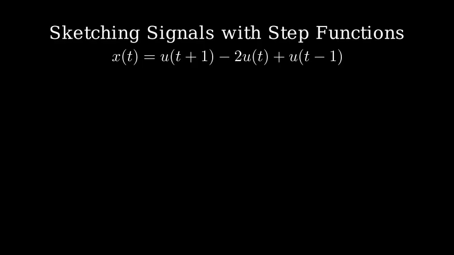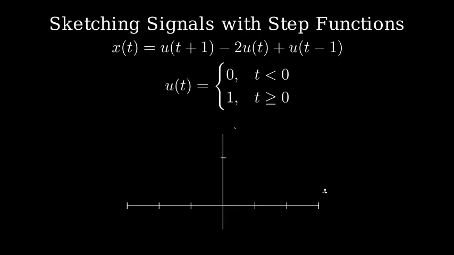First, let's understand what the unit step function u of t means. The unit step function, denoted by u of t, is defined as u of t equals 0 for t less than 0, and u of t equals 1 for t greater than or equal to 0. Graphically, it looks like this. It's 0 for all negative values of t, and then jumps to 1 at t equals 0, and stays at 1 for all positive values of t.